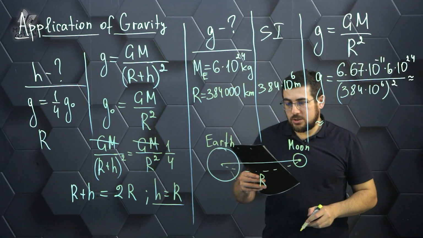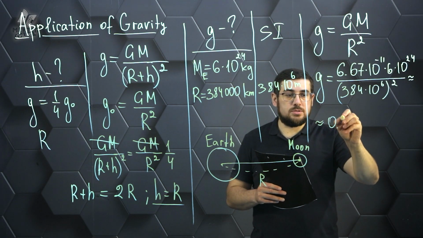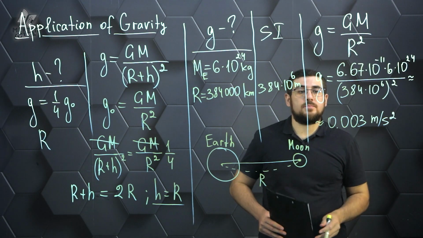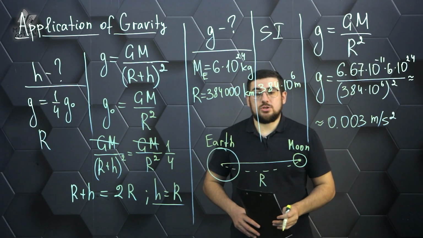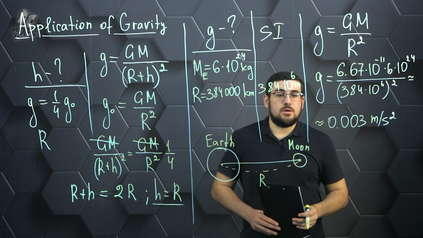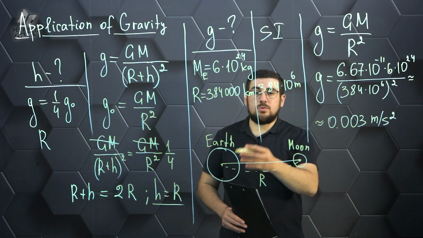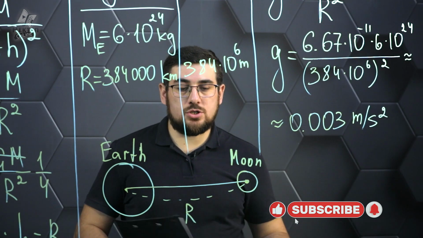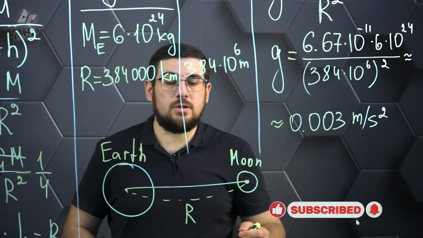So after doing the calculations, we get approximately 0.3 thousandths of a meter per second squared. The value is very small, of course, due to the enormous distance from the Earth. But nevertheless, due to the large masses, the force between the Moon and the Earth is of sufficient importance to keep the Moon around the Earth, to keep it rotating in its orbit.